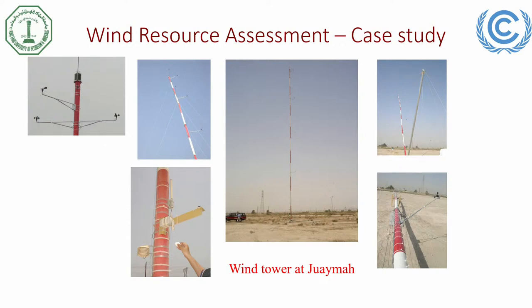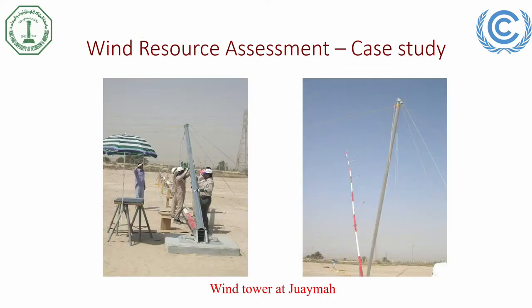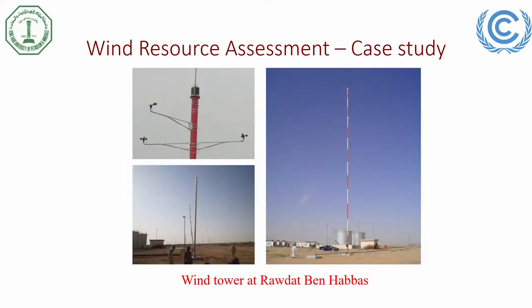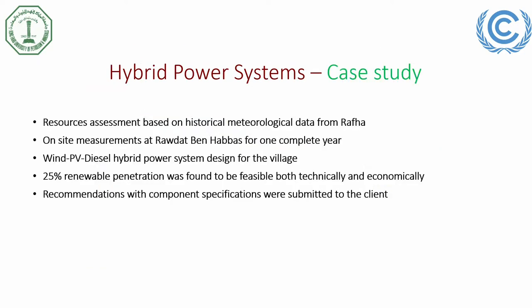These are some of the things we did with our own initiative, our own hands. At Rawdat bin Hambas, just a village near Rafha in the northeast of Saudi Arabia, we selected this equipment, installed it, did the measurement, and then suggested the solution. So these are some of the figures related to that. Then we do the measurement; this is just an example of the sensors we use at ground level and at different heights above the ground level.